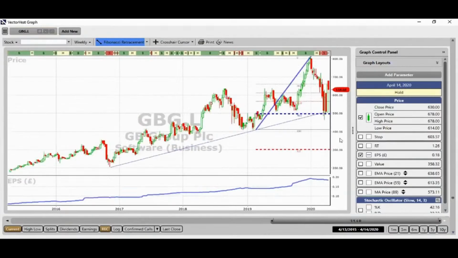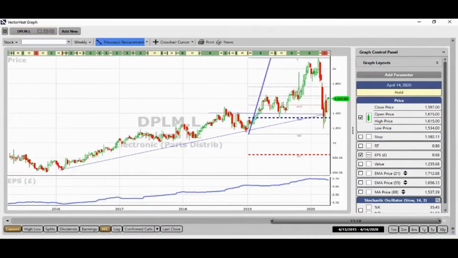That's the GB Group. Again, you can see the theme here. Earnings per share, great. Support, 78% retracement, and it bounced off. That was incredibly noisy in there. It's been in a crazy period. That's Diploma doing the same thing. And those are some of the shares that I'm holding at the minute, folks. Shares with outstanding fundamentals, which VectorVest finds automatically.